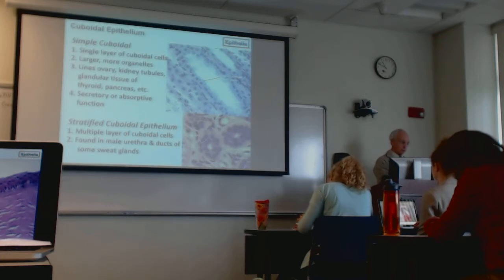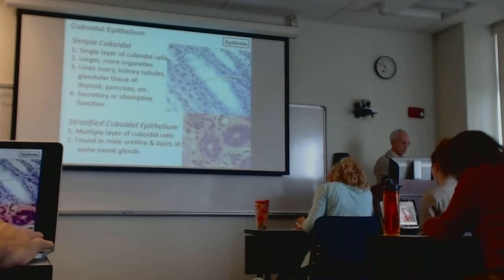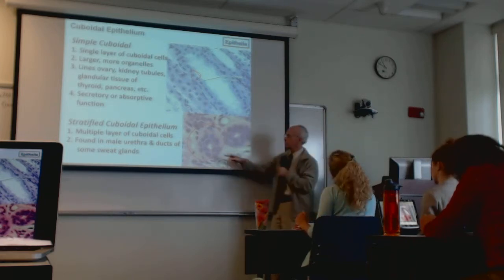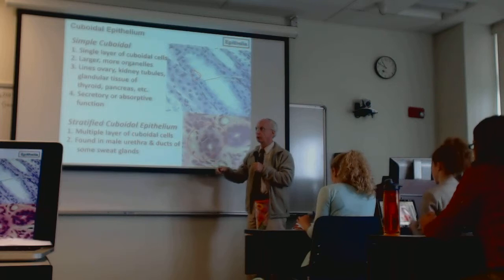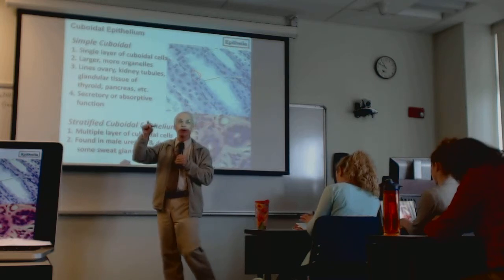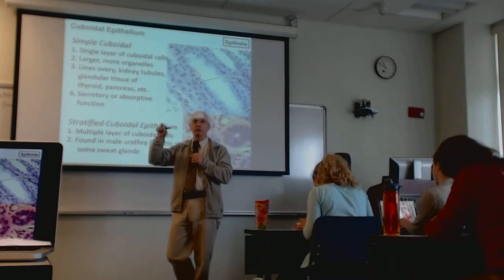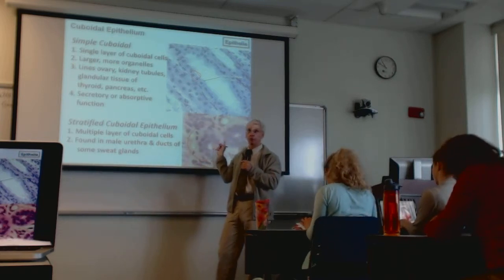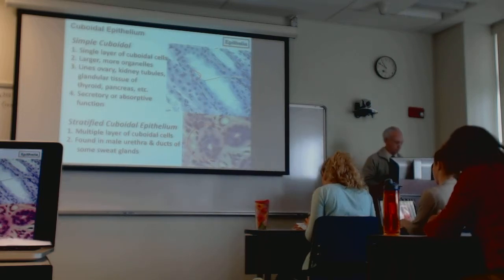Here we have a simple cuboidal. This is in the kidneys, for example, renal tubules, simple cuboidal here. And then a stratified cuboidal, where you normally find these over here, it talks about the male urethra. The most common location for this stratified cuboidal is in the ducts of glands, salivary glands, certain exocrine glands that go to the GI tract. This is about the only place you're going to encounter stratified cuboidal. And sometimes you don't even observe it there.